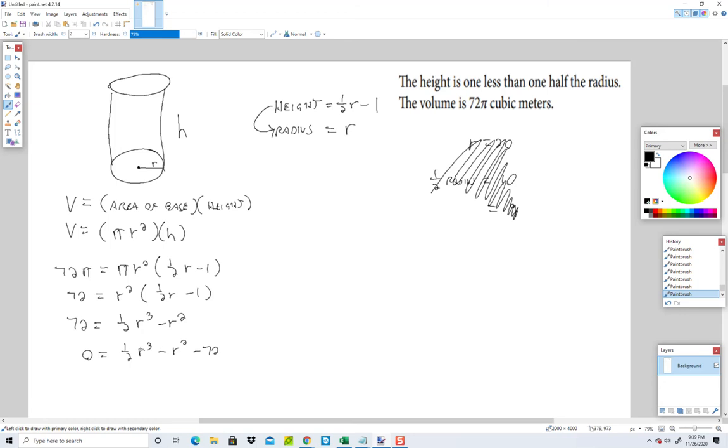I'm not even sure how you'd handle it if you left the fraction there. So I'm going to multiply everything by 2. So 2 times 0 is 0. 2 times 1/2 r to the third is r to the third. 2 times -r squared is -2r squared. And 2 times -72 is... let me think. Yeah, -144. This is what we're trying to solve. So this will be my P, and this will be my Q.